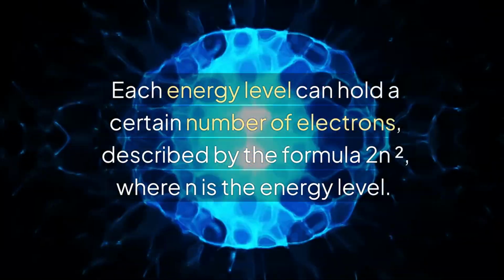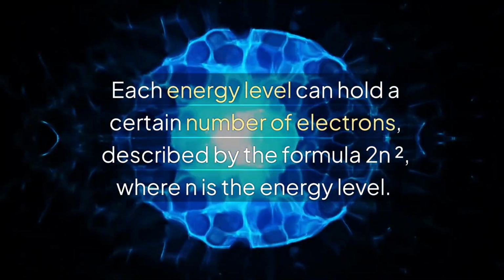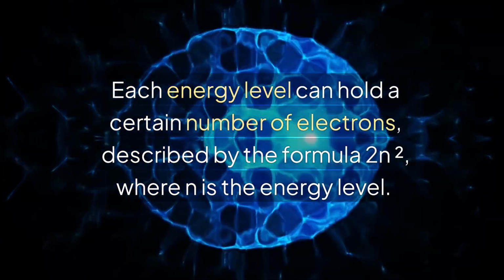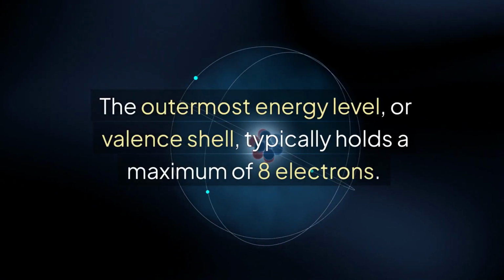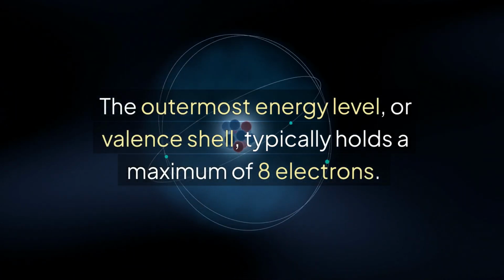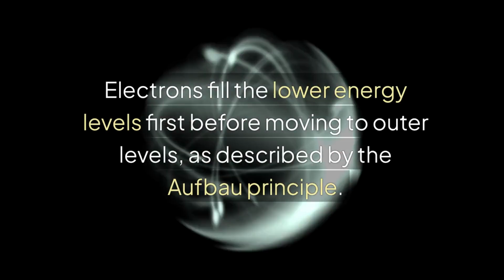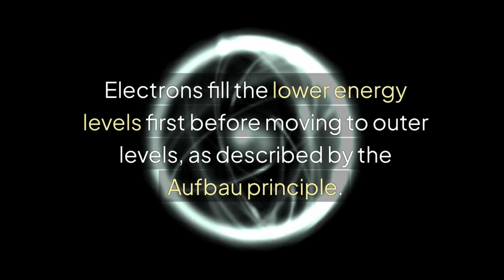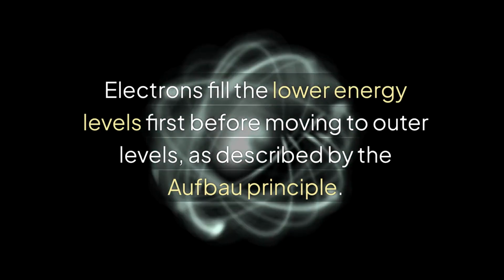Each energy level can hold a certain number of electrons, described by the formula 2n², where n is the energy level. The outermost energy level, or valence shell, typically holds a maximum of 8 electrons. Electrons fill the lower energy levels first before moving to outer levels, as described by the Aufbau principle.